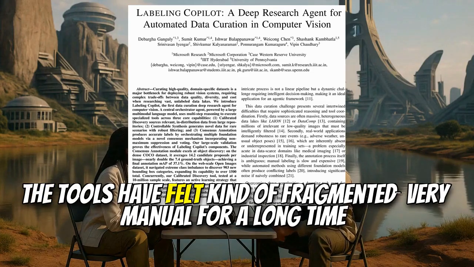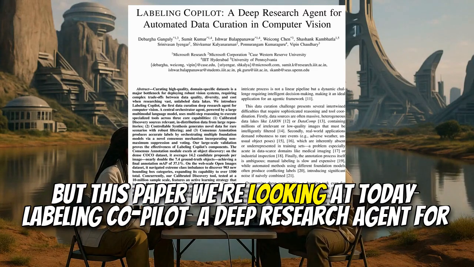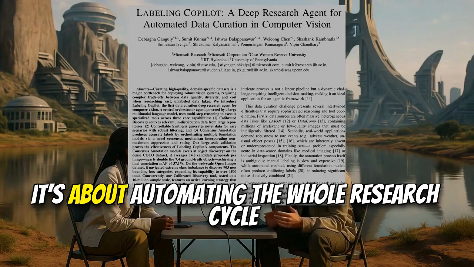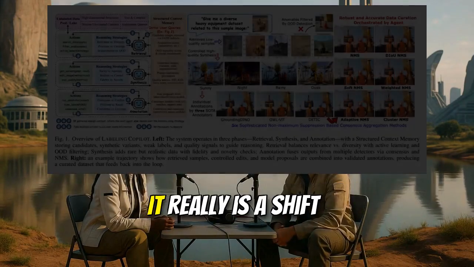The tools have felt kind of fragmented, very manual for a long time. But this paper we're looking at today, Labeling Copilot, a deep research agent for automated data curation in computer vision, suggests a really different approach. It's about automating the whole research cycle. It really is a shift.